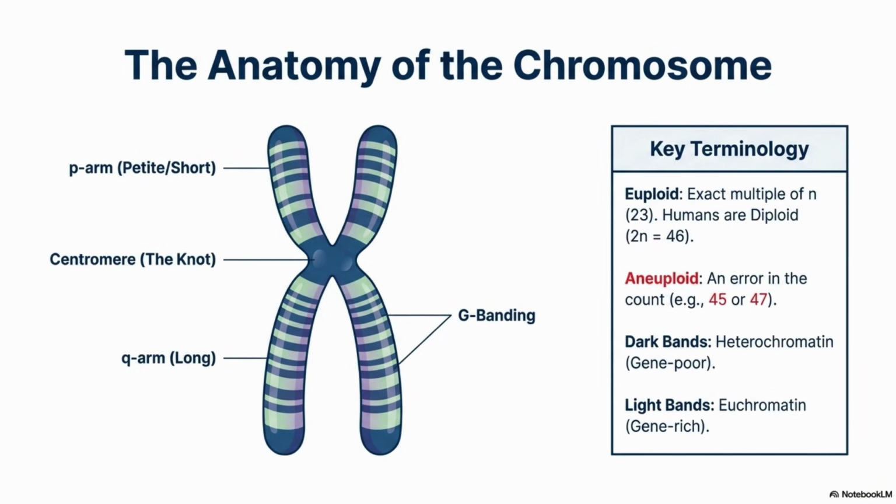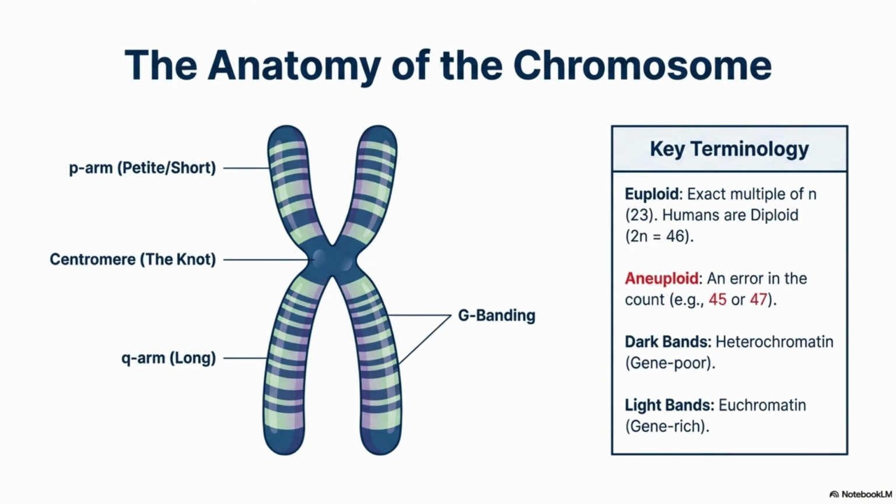The chromosome structure. Imagine a chromosome as an X. The center knot is the centromere. P arm is the petite arm, the short arm. Think P, petite. Q arm is the long arm, it follows P. G banding, we stain them with Giemsa. This creates light and dark bands. Dark bands are gene poor or heterochromatin. Light bands are gene rich or euchromatin.